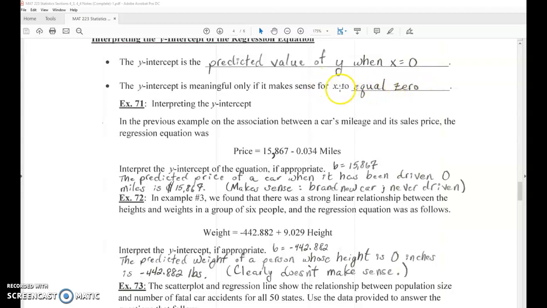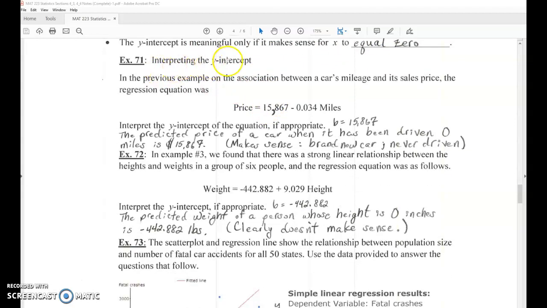So you have to understand your data, know what x represents, and if it doesn't make any sense that x is equal to 0, then there is no meaning to the y-intercept. However, if it does make sense for x to equal 0, then you can attach meaning to the y-intercept. It is the predicted value of y when x is equal to 0.